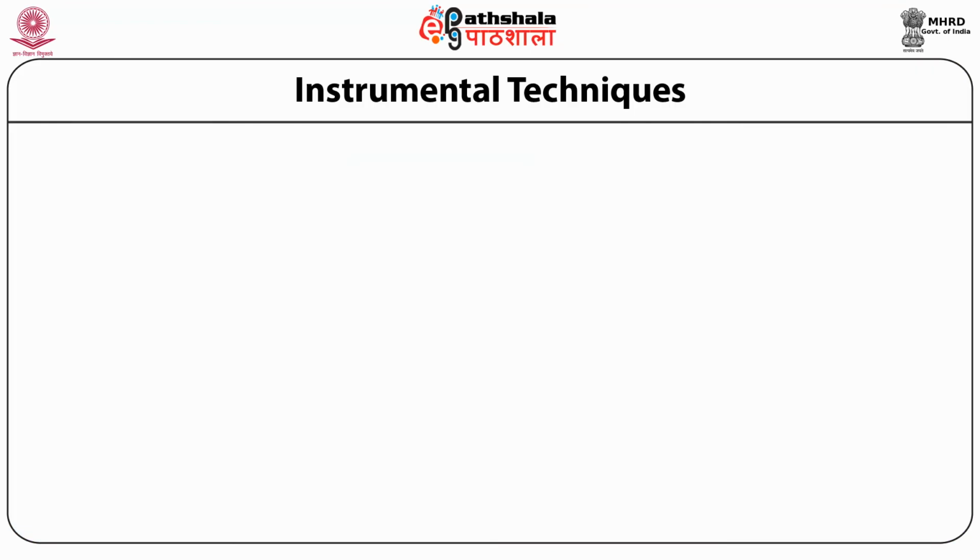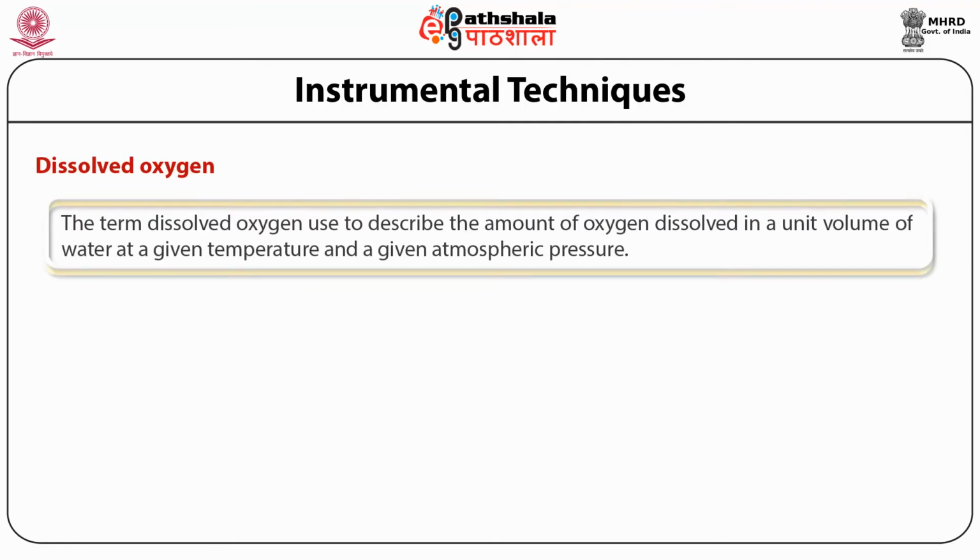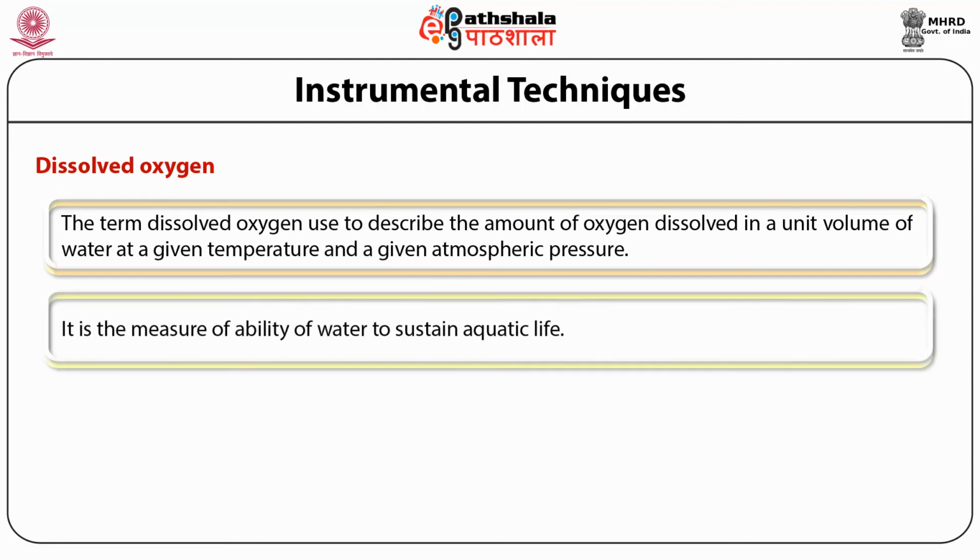Now here we are discussing the various instrumental techniques used for the analysis of water pollutants. Number one is dissolved oxygen. The term dissolved oxygen is used to describe the amount of oxygen dissolved in a unit volume of water at a given temperature and a given atmospheric pressure. It is the measure of the ability of water to sustain aquatic life.